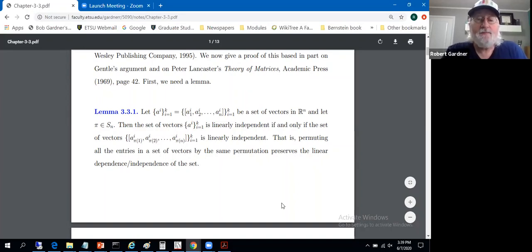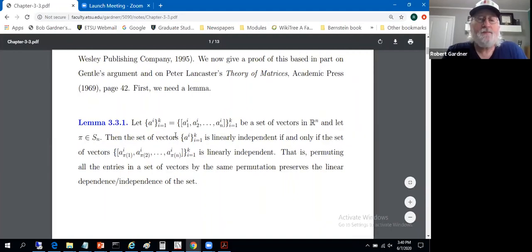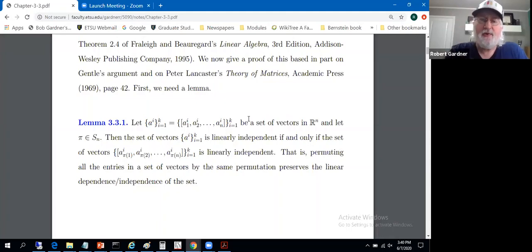Okay, first we need a lemma, a not surprising lemma, so this one has some intuitive plausibility to it. Take a collection of vectors, a^i for i equals 1 to k, and let the ith vector have components a_1^i, a_2^i, up through a_n^i. So I need to talk about the components of each of these vectors. We're taking these to be vectors in R^n because you can see they have n components. And let pi be a permutation in the symmetry group S_n.